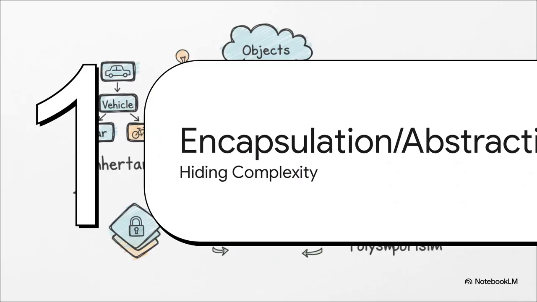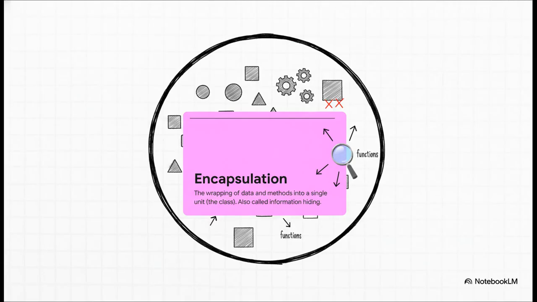Okay, so we have our blueprints and our objects. Now, how do we make them work together safely without creating a huge mess? That brings us to our first two pillars of OOP: encapsulation and abstraction. These two are all about the art of hiding complexity. Encapsulation is pretty much exactly what it sounds like. It's about putting things into a protective capsule.